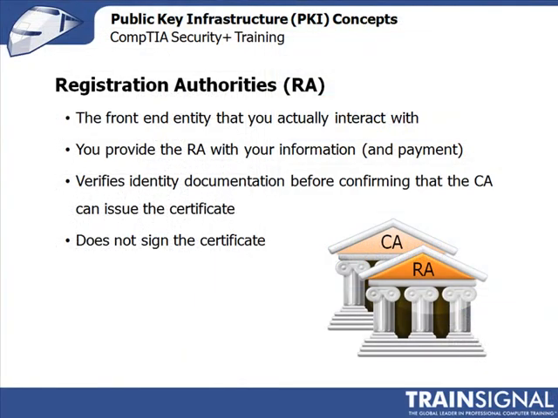Now let's talk about registration. Registration authorities help PKI even more by acting as a kind of secretary or administrative assistant for the CA. It takes some of the workload off of the CA. When the RA is involved, you interact with the RA server directly. You provide the RA with your information and your payment if it's a third party. The RA verifies this documentation before confirming that the CA can issue and sign the certificate. The RA does not sign the certificate itself.